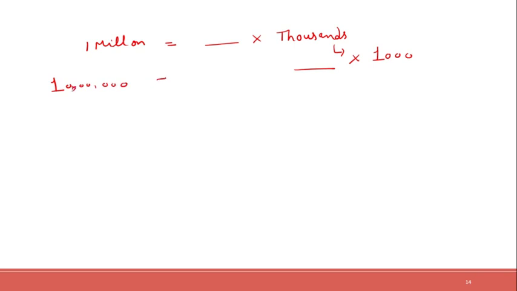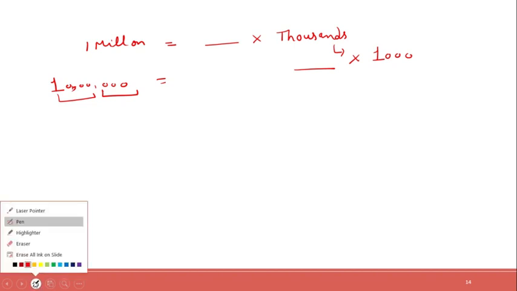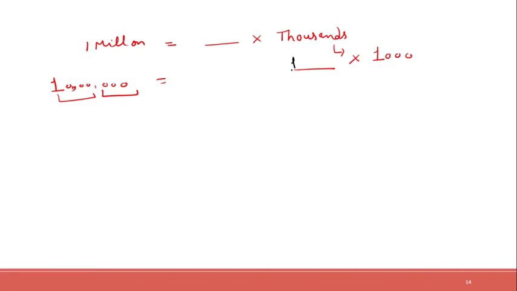Right? So here 3 zeros, and we are left with 3 zeros. So we will multiply 1000 with 1000 again. That means 1 million is equal to 1000 thousands. If we multiply 1000 with 1000, we will get 1 million. Here we have 3 zeros, here again we have 3 zeros, and if we multiply, the number of zeros will add up. So 3 plus 3 is 6. So 1 million. Got it?